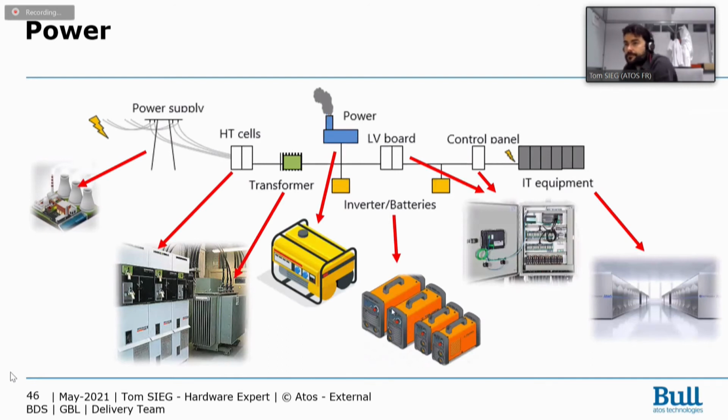To resume, you have your power supply: nuclear, water, a solar panel, etc. It's your electricity provider. You can't manage it. For you, it's only a contract. You just have to manage the connection to your high tension cell to be sure you have a good contract, maybe a backup line, and you have the good price.